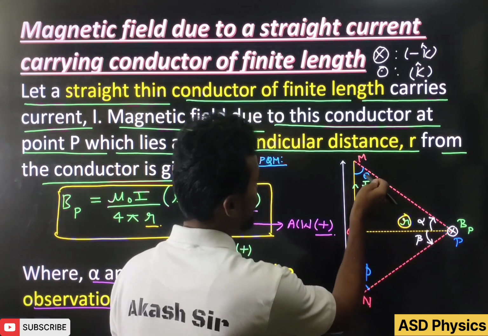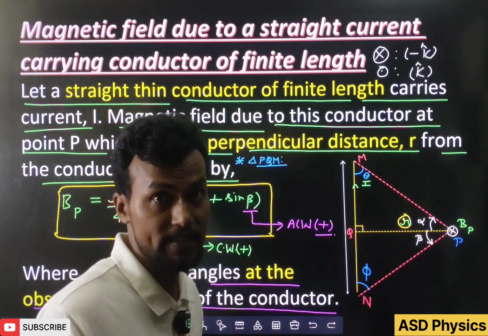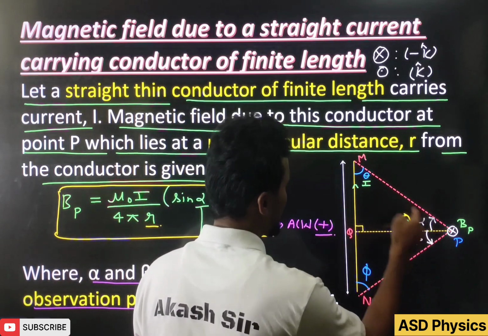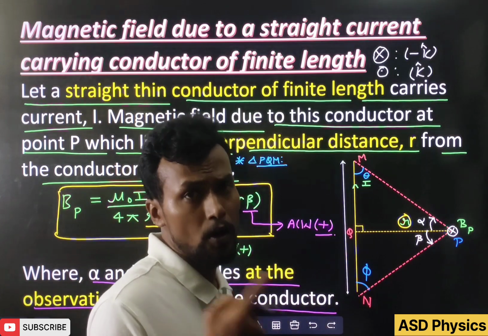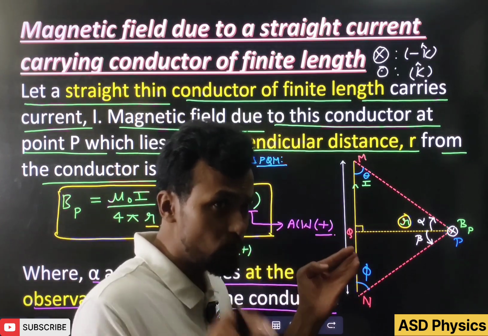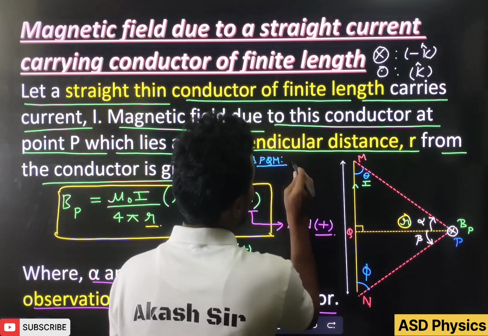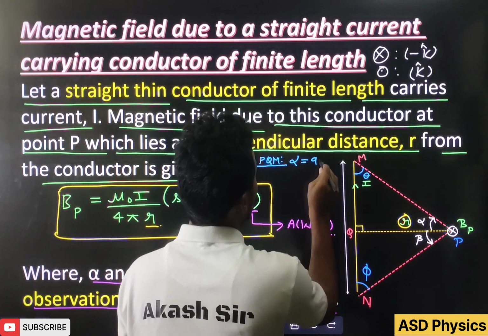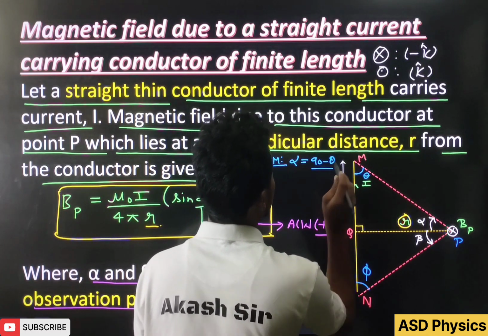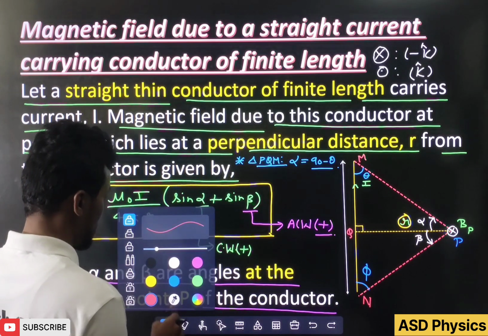so we can write 90 plus alpha plus theta equal to 180 degree. Again I am telling you, 90 plus alpha plus theta equal to 180 degree, because in a triangle the sum of interior angles is 180 degree. So from here, alpha will be 90 minus theta. So this is in a triangle.